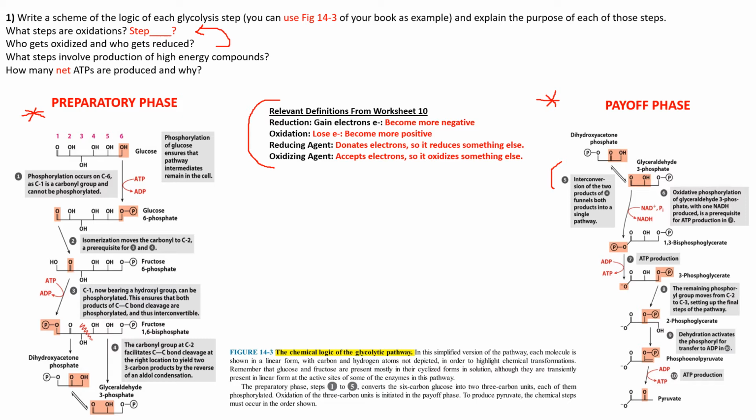The preparatory phase, steps 1 to 5, convert the 6-carbon glucose into 2 3-carbon units, each of them phosphorylated. Oxidation of the 3-carbon units is initiated in the payoff phase. To produce pyruvate, the chemical steps must occur in the order shown. Okay, so I just read that and I just gave you an answer in that paragraph. So if you want to check your answers for this worksheet, you can go ahead and do that at office hours.